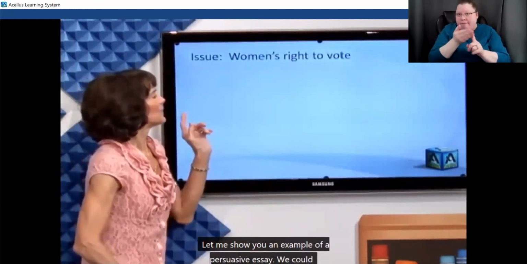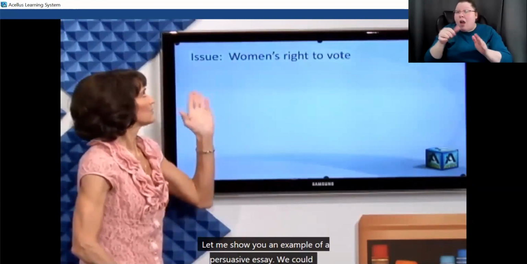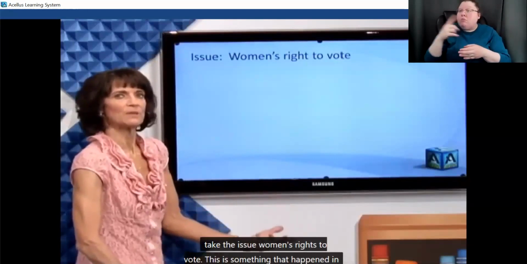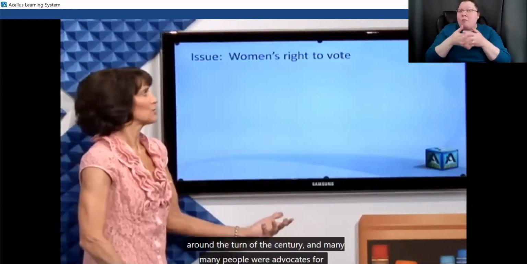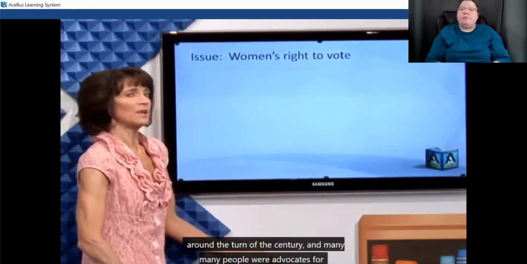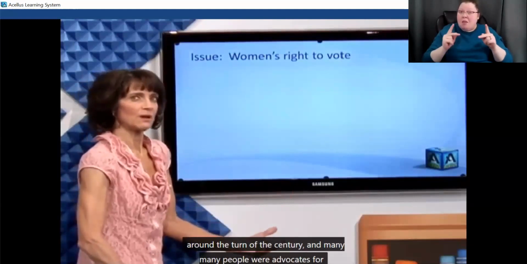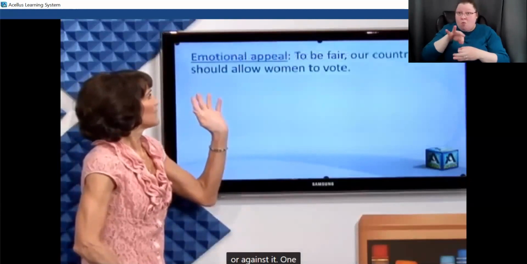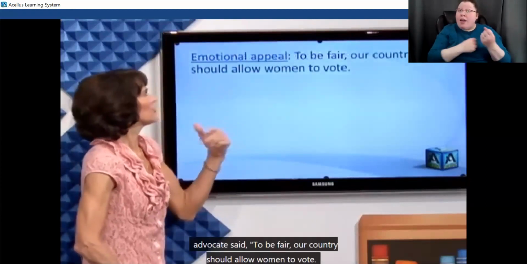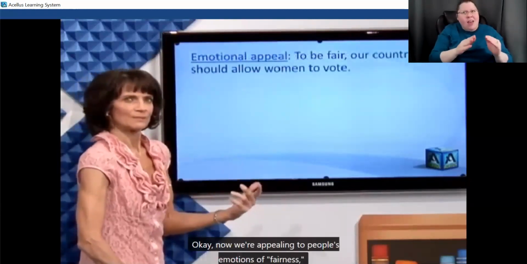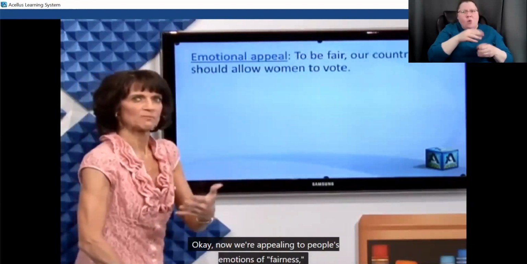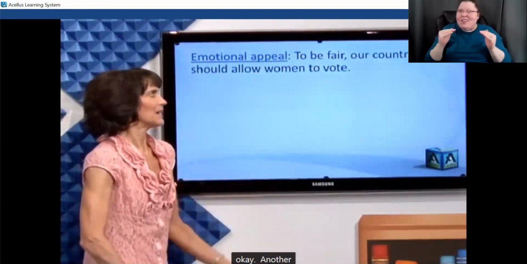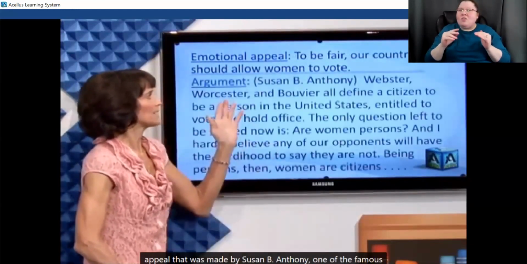Let me show you an example now of a persuasive essay. We could take the issue women's rights to vote. This is something that happened in the past in America around the turn of the century, and many people were advocates of or against it, for or against it. One advocate said, to be fair, our country should allow women to vote. Okay, now we're appealing to people's emotions of fairness, okay? Another appeal that was made by Susan B.